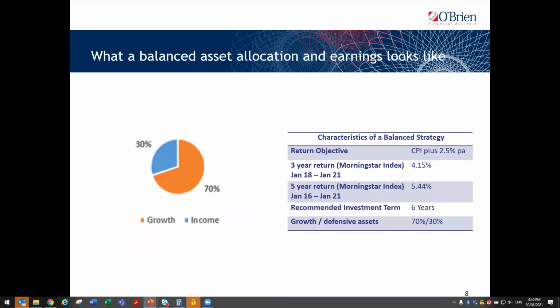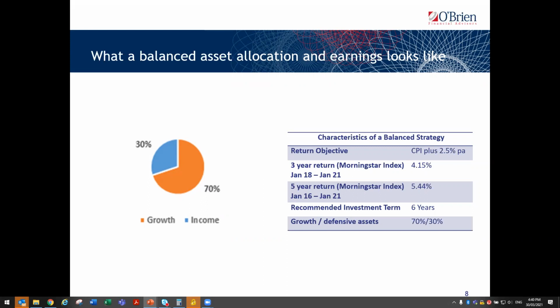So the next slide will go through what a balanced asset allocation and earnings look like. This is just an example of what it could potentially look like. Every fund has a different one. Just note, although it's called balanced, in our model it has a 70% growth and 30% defensive exposure. That 70% growth is exposure to Australian equities, international equities, property and infrastructure, whereas income assets are cash, fixed interest, and bonds.